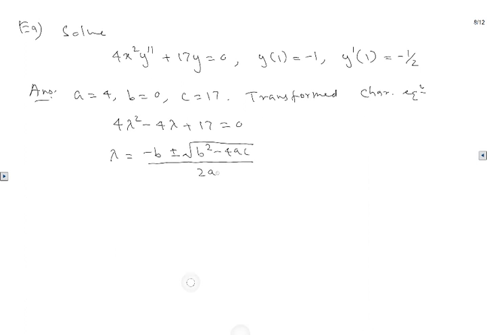So if you plug in here, you are going to get 4 plus or minus the square root of b squared, which means 16 minus 4ac, over 2a, which is 8. So it is 4 plus or minus.